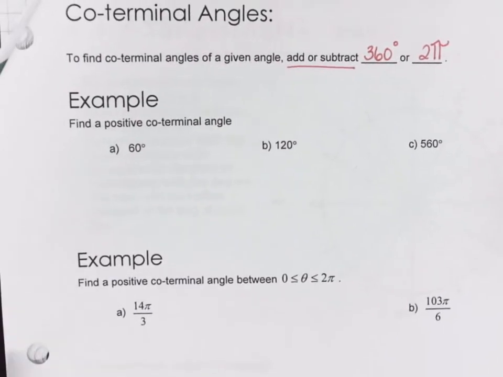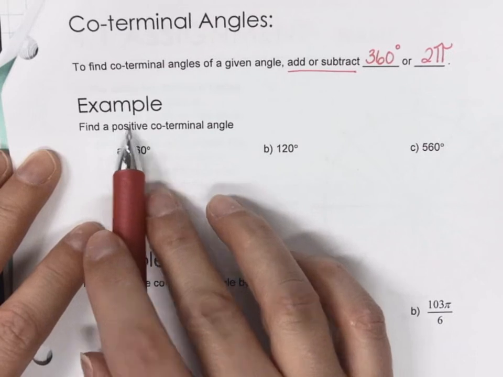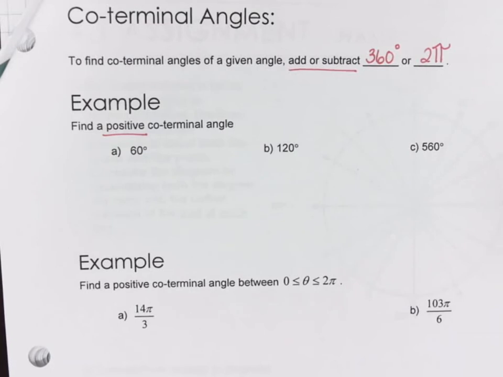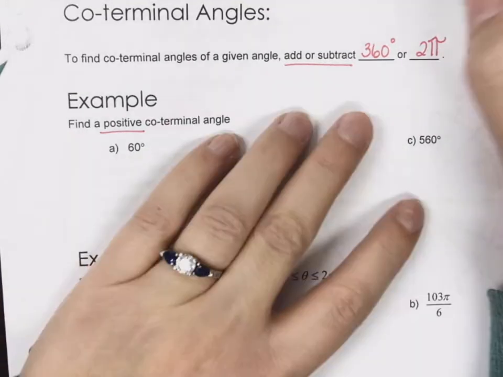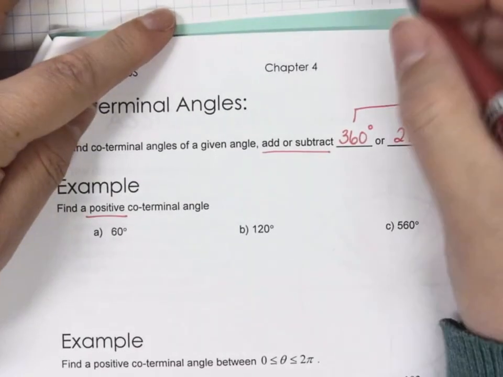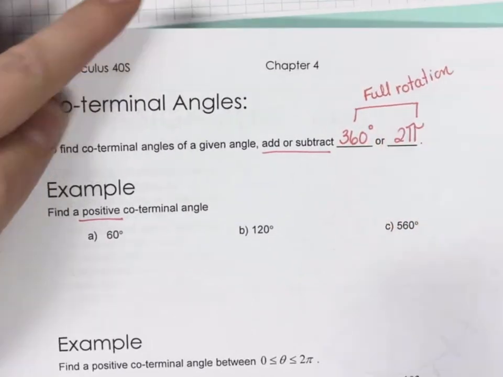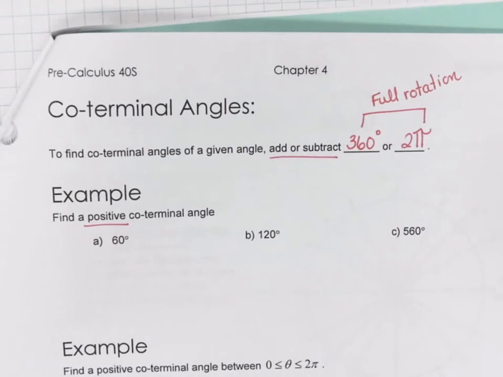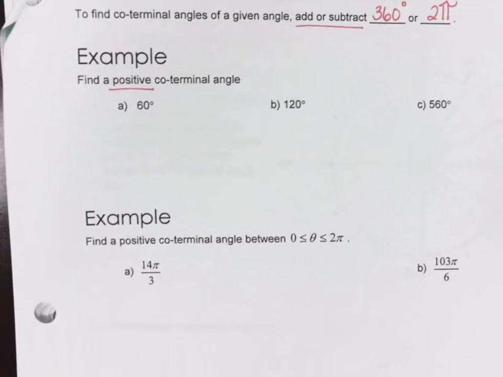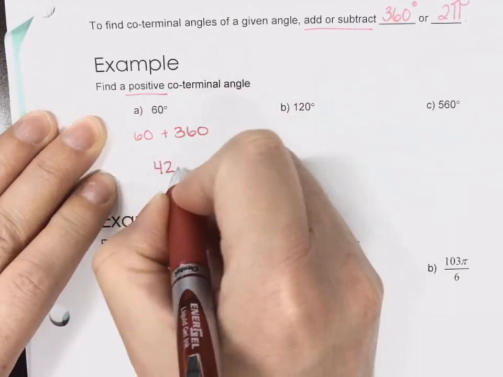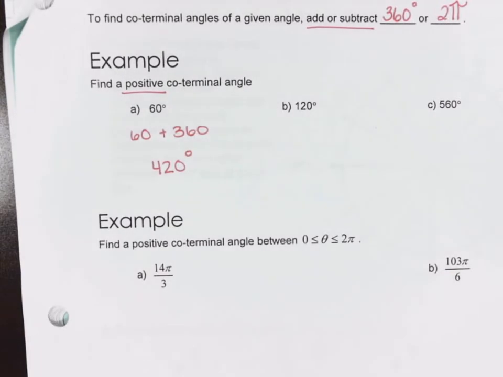Okay, so now this is finding a positive coterminal angle. So are we going to subtract 360 or are we going to add 360? We're going to add 360. I call this a full rotation. That just means you've gone around one full time. So what are you going to do? You're going to go 60 plus 360. 420 degrees.